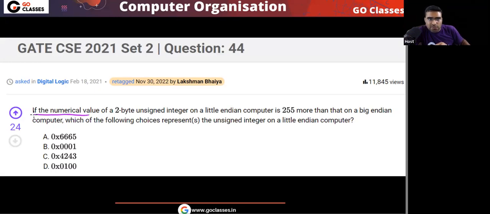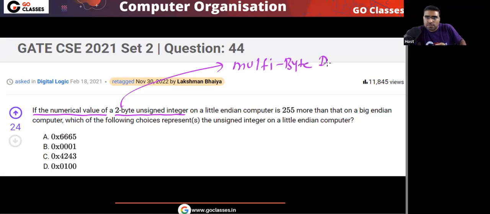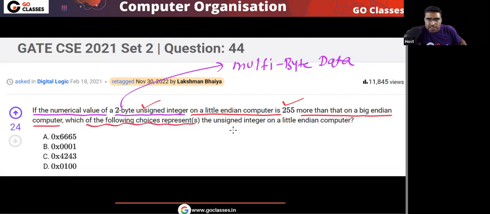If the numerical value of a 2-byte unsigned integer, 2 byte means this is multi-byte data, right? Yes or no? This is multi-byte data. So you can see, if the numerical value of a 2-byte unsigned integer on a little endian machine is 255 more than that on a big endian machine, which of the following choices represent the unsigned integer on little endian machine?